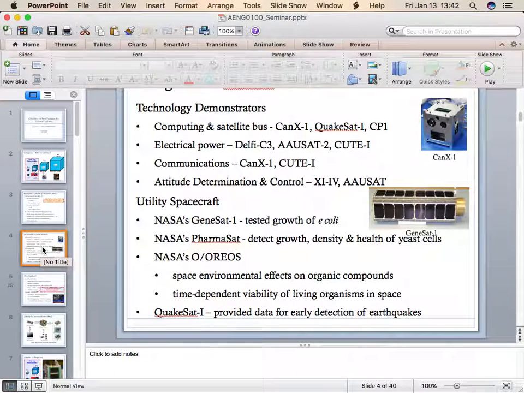Why these CubeSats? Right now, if you look at these CubeSats, and especially pico and nano class CubeSats, they are used primarily for two purposes. One is technology demonstrators.